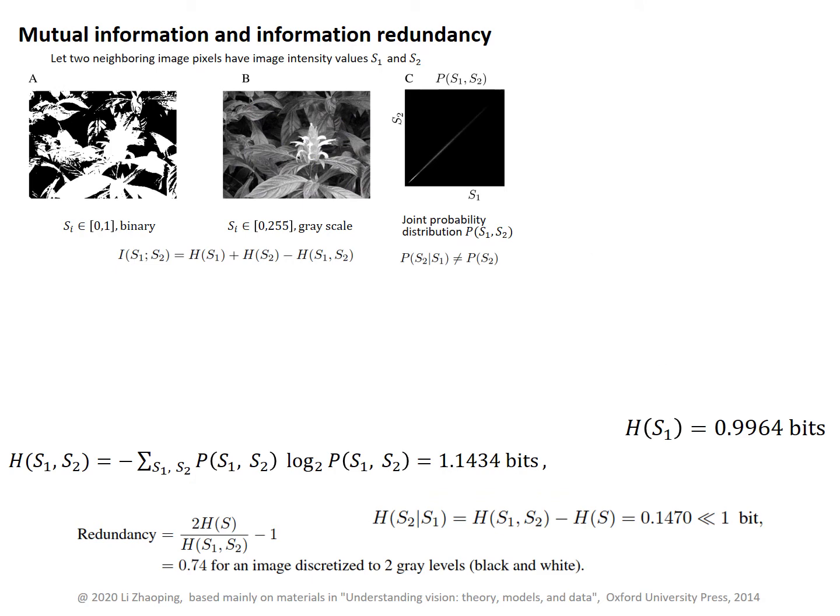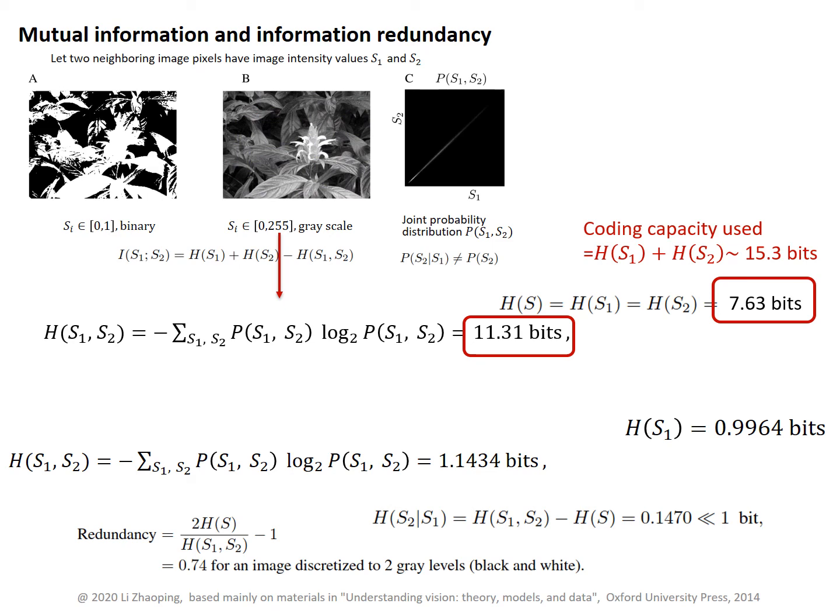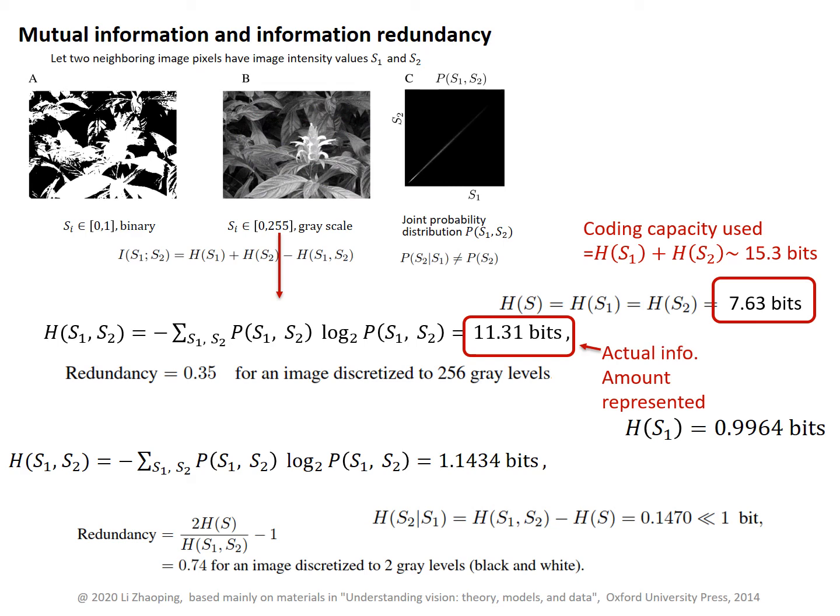We can do the same calculations for this grayscale image. And so this gives the joint entropy as 11.3 bits. However, each pixel has an entropy of 7.63 bits. So the two pixels together require 15.3 bits to represent the information. So the redundancy of this representation is 35% to represent the 11.3 bits of information.